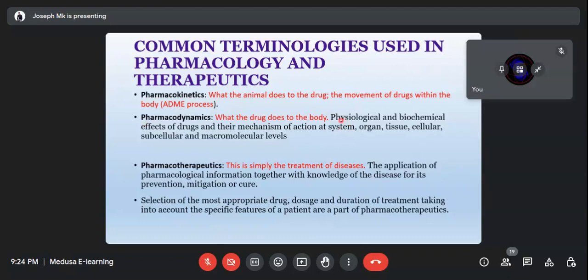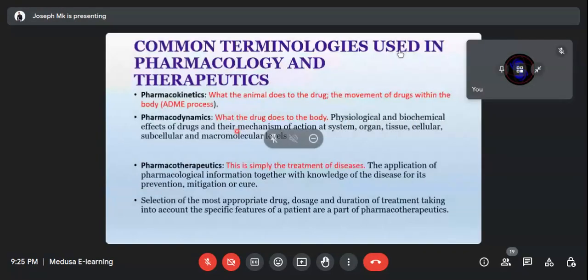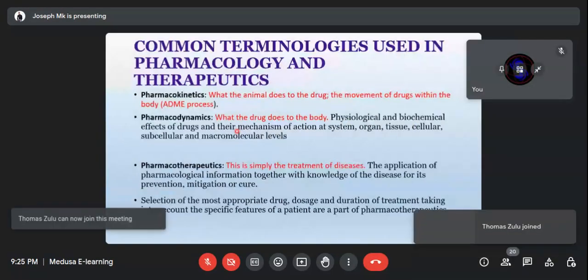So we continue by saying physiological and biochemical effects of drugs and their mechanism of action at system, organ, tissue, cellular level. I've talked about this already. Maybe one thing which I did not mention is that when you are studying drugs, you need to know their mechanism of action, because there are some questions, especially in essays, where they'll ask you to name the class of this drug, and things like that. Then they'll ask you the mechanism of action for that drug. So you need to pay much attention to that. It's very much important.